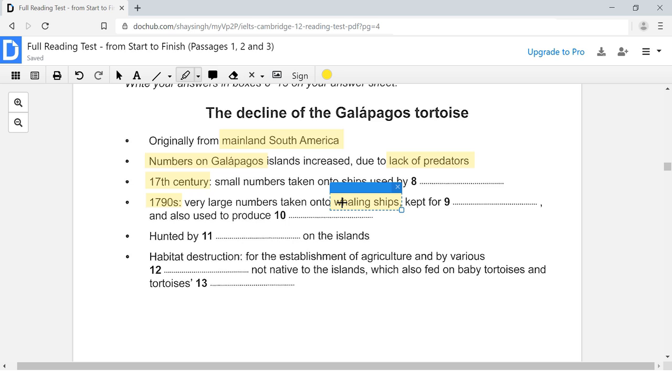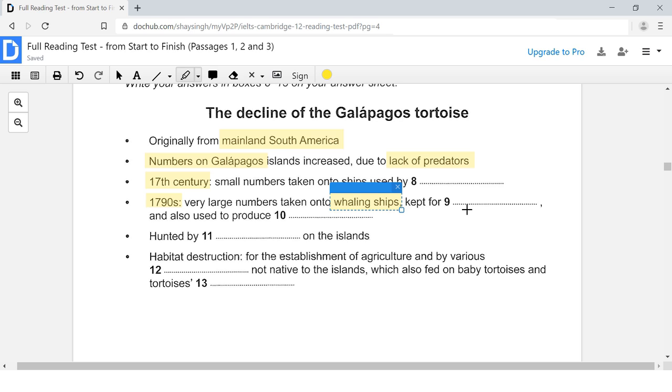So the first priority should be to locate that main keyword, the easiest keyword. Once you find that area in the reading passage, then you can start to look for other keywords from the question within that area. So once I find the keyword 1790s, then once I locate that area in the reading passage, within that area I'm going to be looking for other keywords from this question, such as whaling ships.